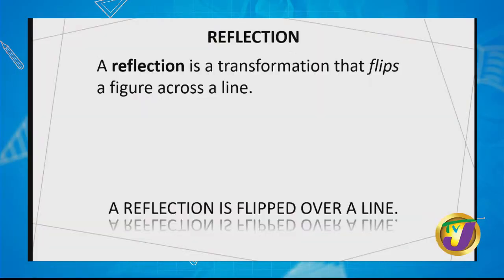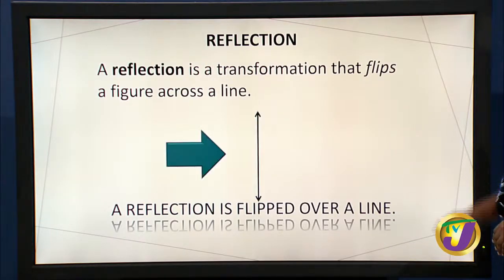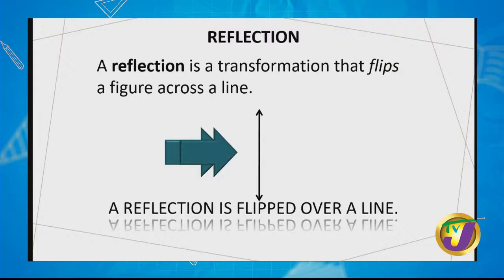So, a reflection is simply a transformation that flips a picture across a line. We saw several examples of that. If we even look on the screen right now, we can notice that a reflection is flipped over a line. You notice that the words are flipped. Now, let's take a look at what happens with my arrow here. That's a flip. It moves slowly, but it flipped. So we can identify our pre-image and our image.